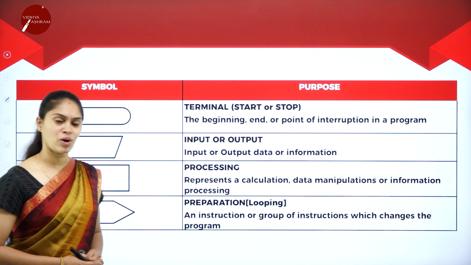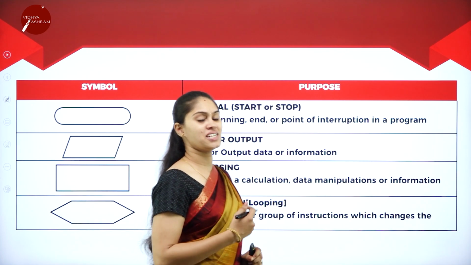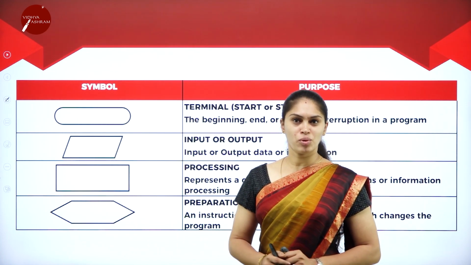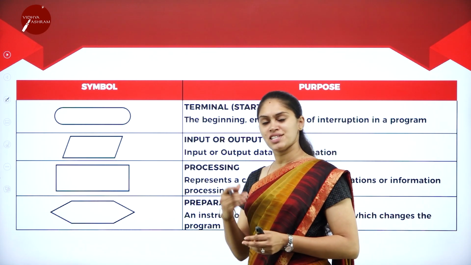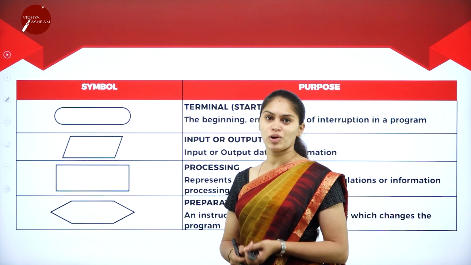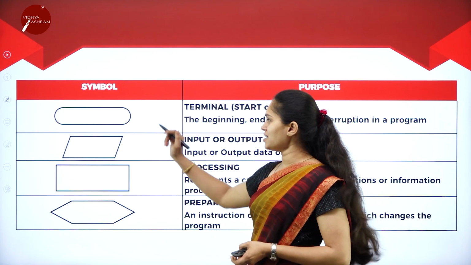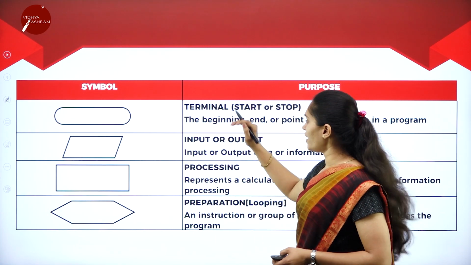So now we'll see important flowchart symbols along with their purpose. This is a very important question for 5 marks. What is a flowchart? Explain the symbols used in the flowchart. At that time, what you are supposed to write? You have to take a symbol along with its process or its purpose.